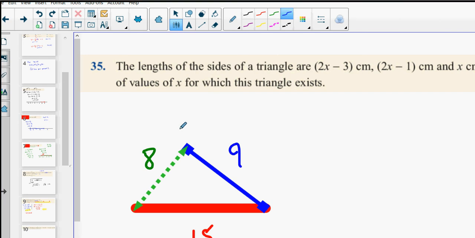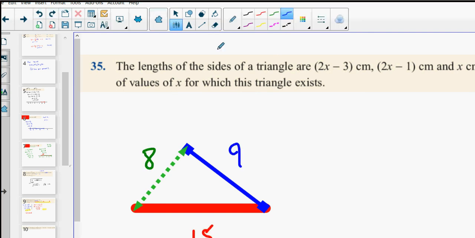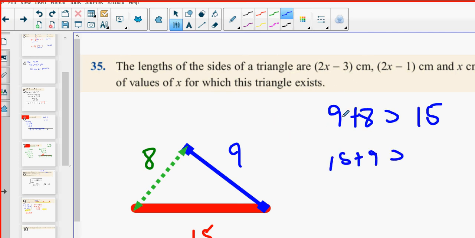Everybody cool with that? Actually, wait a second. Essentially what I'm telling you is this. I'm telling you 9 plus 8 is bigger than 15. Would you agree with that? I'm also telling you 15 plus 9 is bigger than 8. I'm also telling you 15 plus 8 is bigger than 9. It doesn't matter which 2 sides you pick. The 2 sides added together must be bigger than the third side. Preferably the 2 smaller sides are bigger than the biggest side. I think that's the best way of doing it.